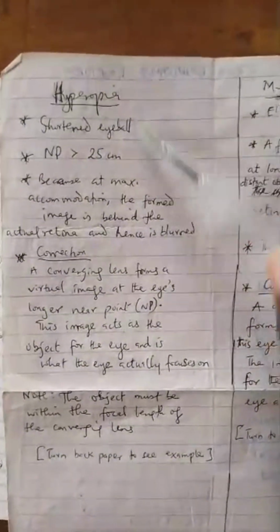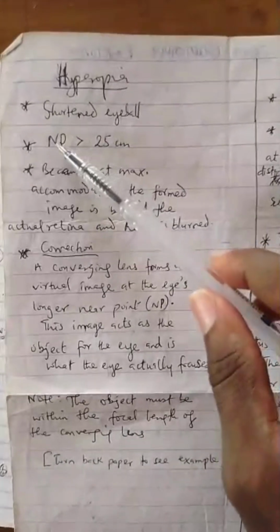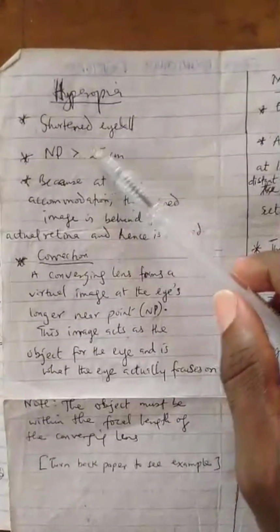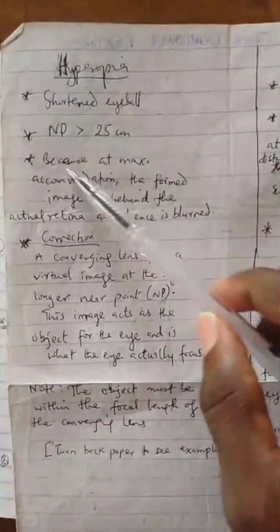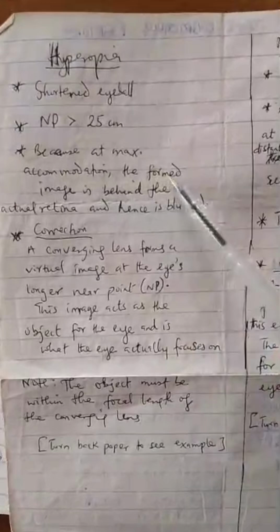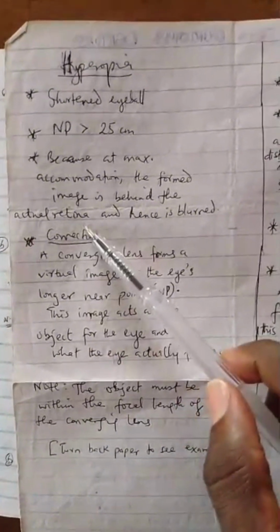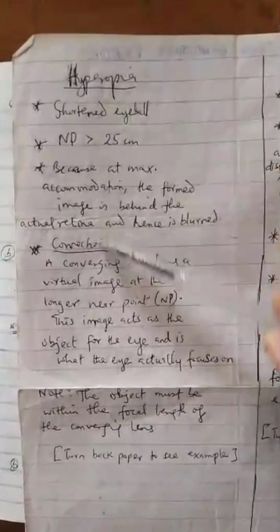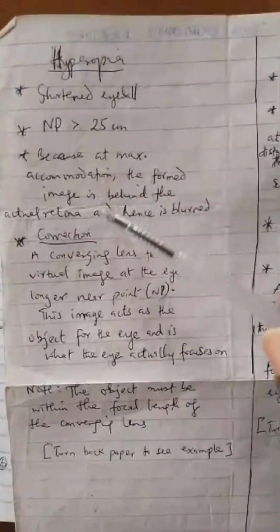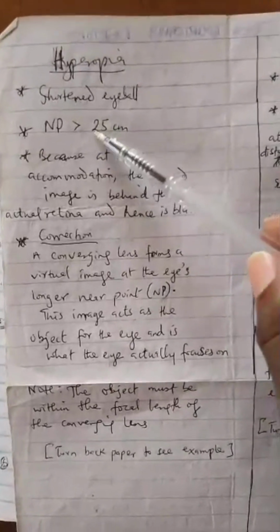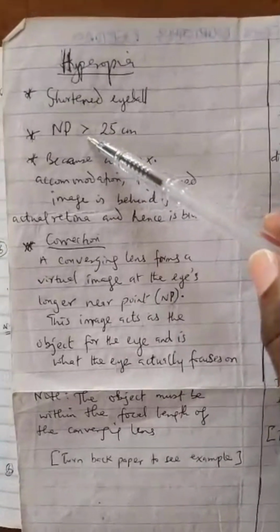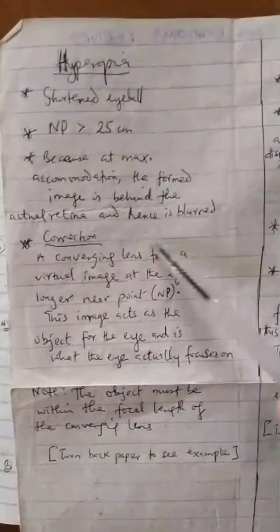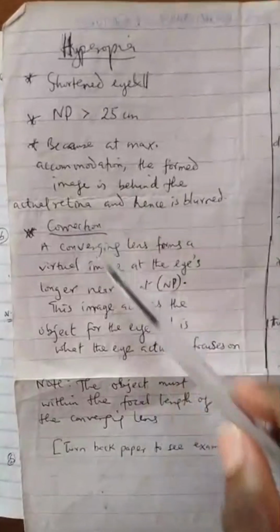Hyperopia or hypermetropia is long-sightedness. The near point for a long-sighted person is usually greater than 25 centimeters. At maximum accommodation, the formed image is behind the actual retina, and hence is blurred. So the image forms behind the retina for a person with long-sightedness. That's for his near point. His own near point is greater than 25 centimeters, so things at 25 centimeters tend to appear behind his retina.